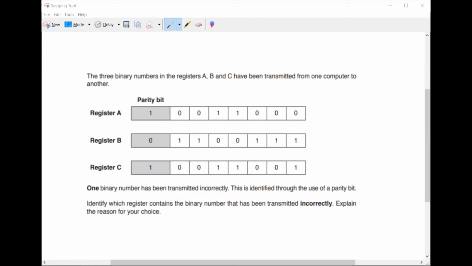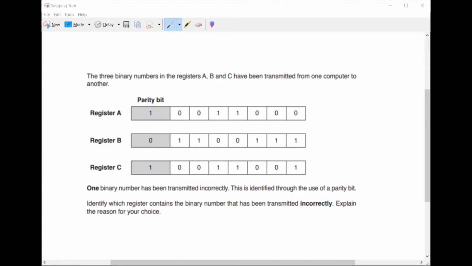Try to find out. Three binary numbers in the registers A, B, and C have been transmitted from one computer to another. One binary number has been transmitted incorrectly. Identify, through the use of the parity bit, which register contains the binary number that has been transmitted incorrectly. Explain the reason for your choice. Here two are transmitted correctly, one is incorrect. That one you have to find out, right?